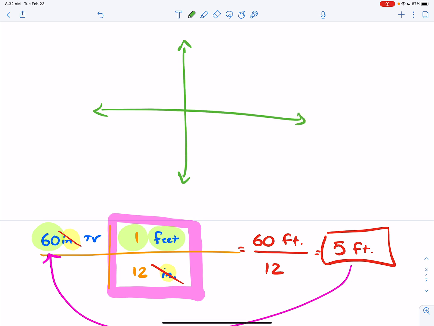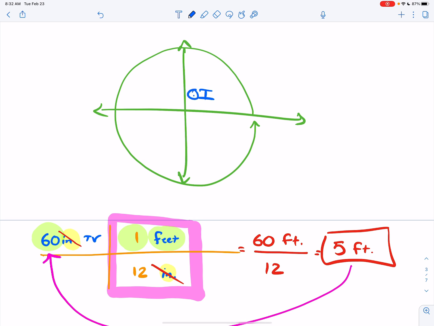Press play when you're ready. Remember, we start counterclockwise from the positive x-axis. So we go this way. Okay? So we have 4 quadrants. Quadrant 1, quadrant 2, quadrant 3, and quadrant 4.